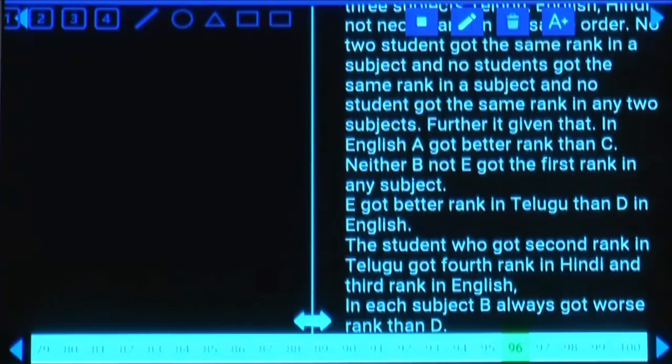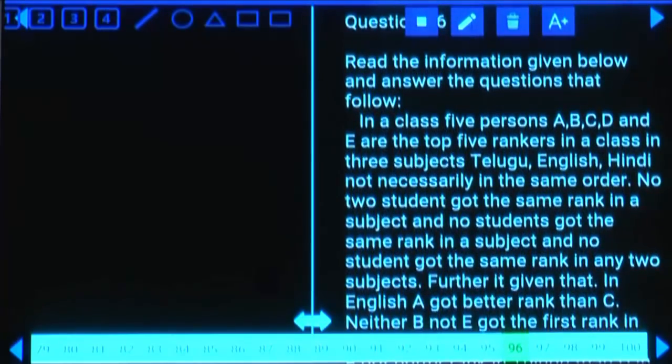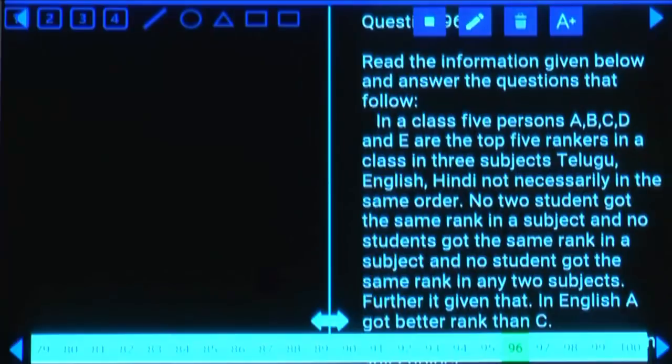Then in this one, how many persons are there in a class? There are only 5 persons. Who are those 5 persons? A, B, C, D and E are the 5 persons. These 5 persons are the top 5 rankers in a class in 3 subjects. What are those 3 subjects here? Only 3 subjects were given: Telugu, Hindi and English.